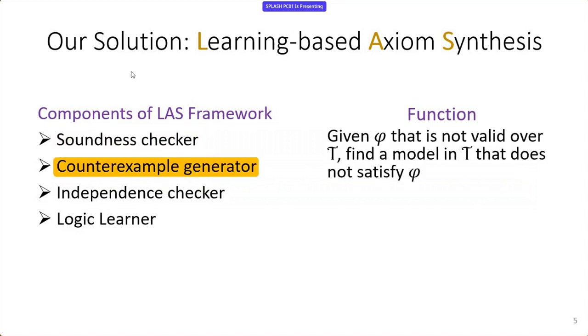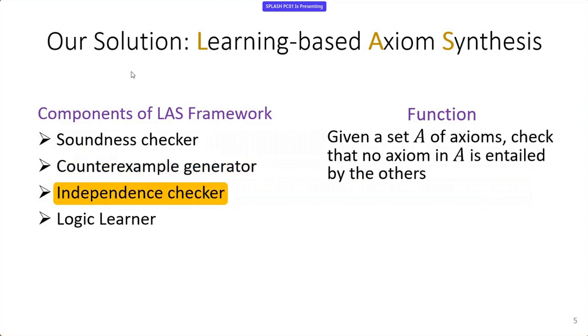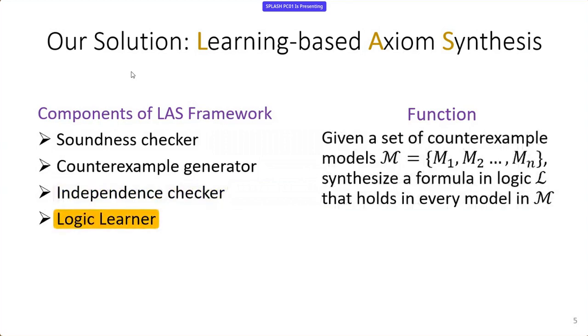Next, if a proposal is not valid, the counterexample generator generates a counterexample. This is a model in the target class that the axiom does not satisfy. So you're saying, next time you come up with a formula, make sure your axiom works on at least this model. The next component is an independence checker. This is to check whether a sound axiom you proposed follows from all the previous axioms you know or is truly new. And we can formally state this as an entailment in the logic. The last component is the logic learner, which, given a bunch of examples of models in the target class, comes up with a formula that satisfies all of them.